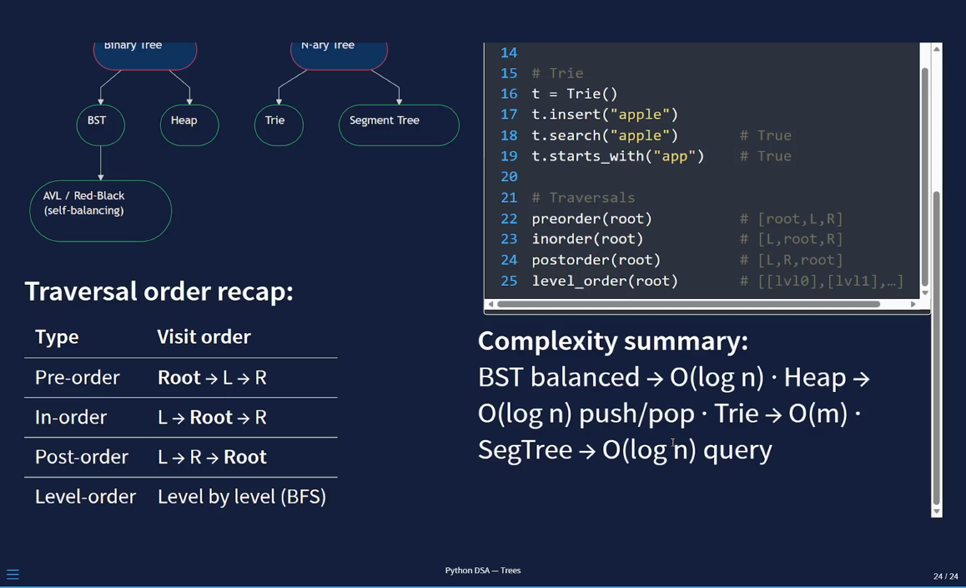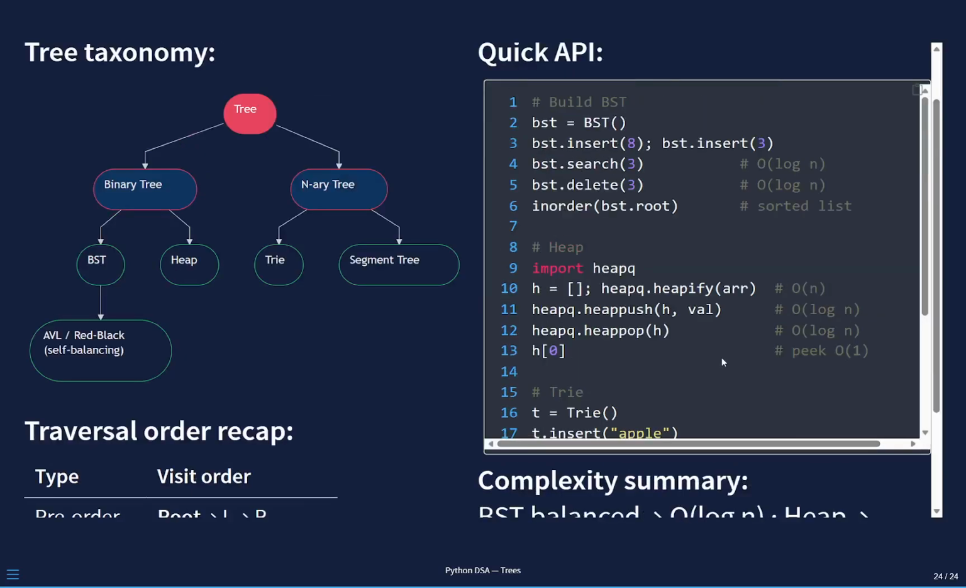That's trees. Knowing when to reach for each variant, BST for ordered sets, heap for priority queues, trie for strings, segment tree for range queries, is the skill this video was built to give you. And that's the complete guide to trees. We went from root to leaf.